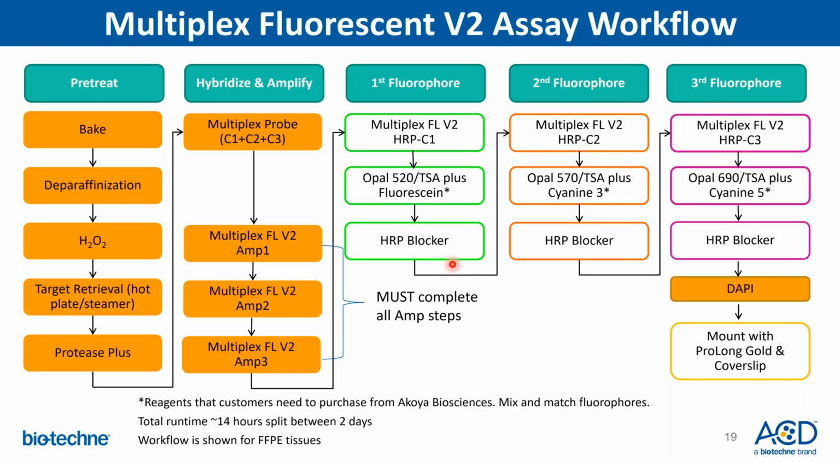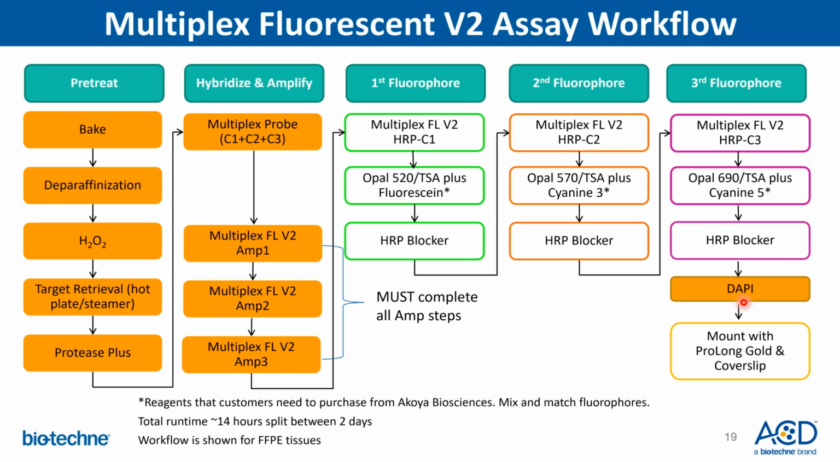Followed by the HRP blocker step to block the HRP reaction for that particular channel probe. And you would repeat the steps for the second fluorophore, or the second channel probe, and the third fluorophore, or the third channel probe as well. This would then be followed by the DAPI counterstain, and you would mount the slides with ProLong Gold and a coverslip.